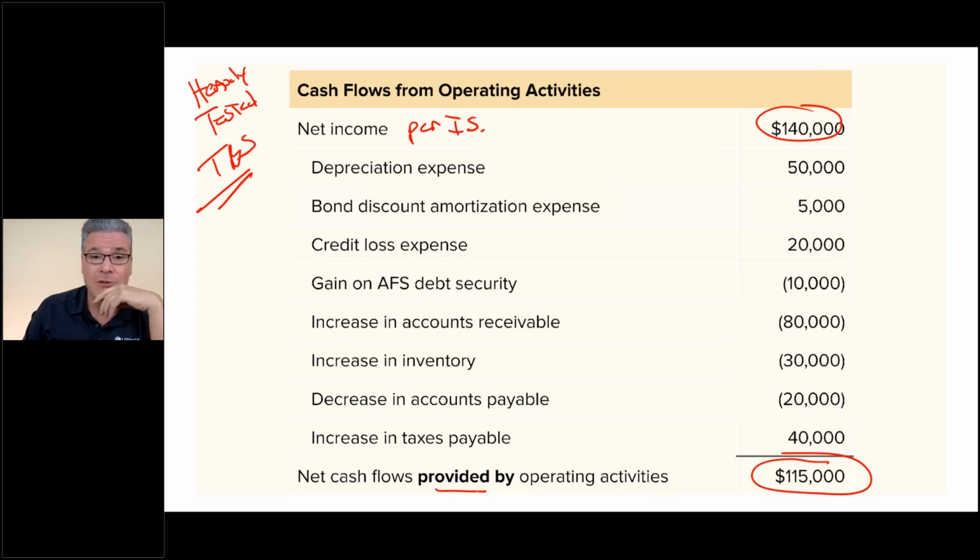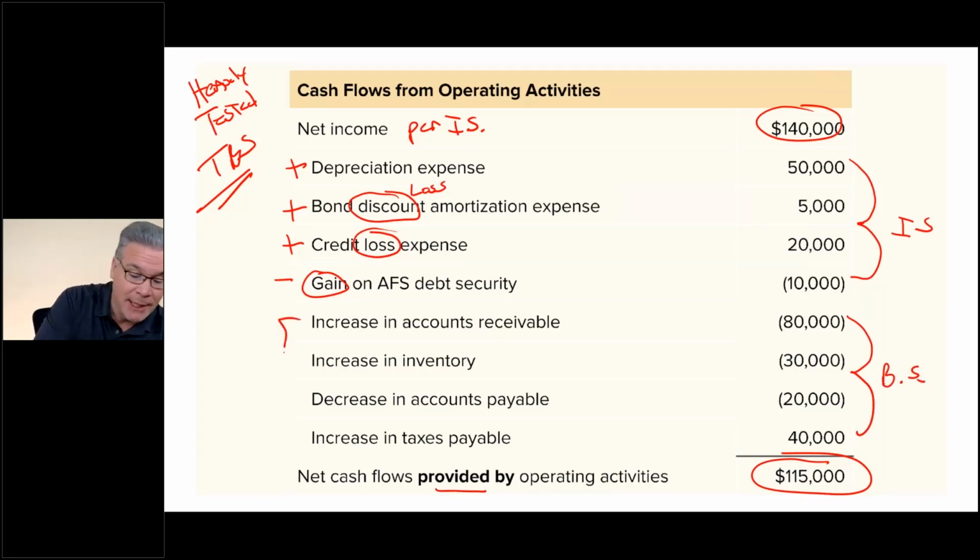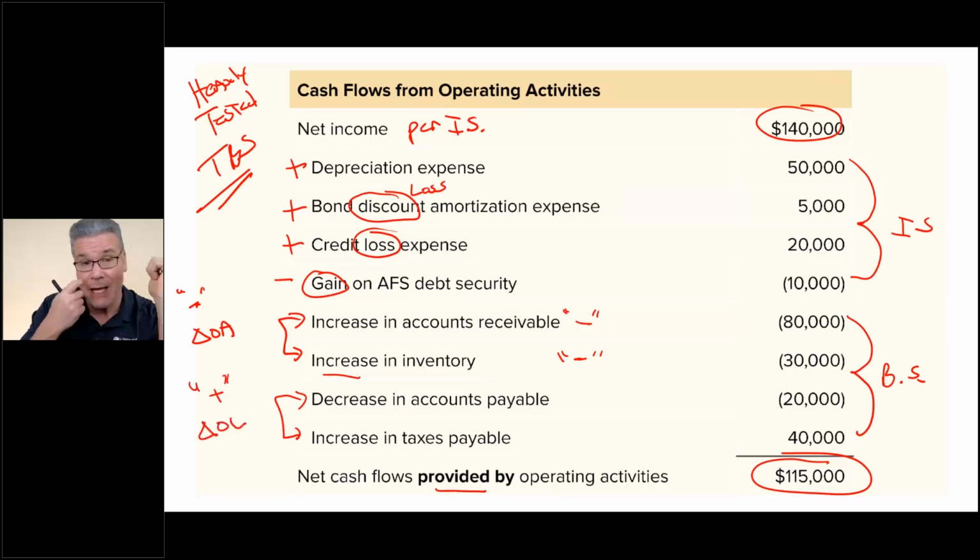All right. So, you ready? Net income. Here are income statement adjustments. All of these are income statement adjustments. We add back depreciation. A discount is a loss. We add it back. A loss, add it back. Gain, subtract it out. Here are all our balance sheet adjustments. Change in operating assets, we do the opposite. You subtract. Increase in accounts receivable, we subtract. Increase in inventory, we subtract. Change in our operating liabilities, you add the change in the operating liabilities. The plus sign means keep the sign. Decrease in accounts payable, subtract it.